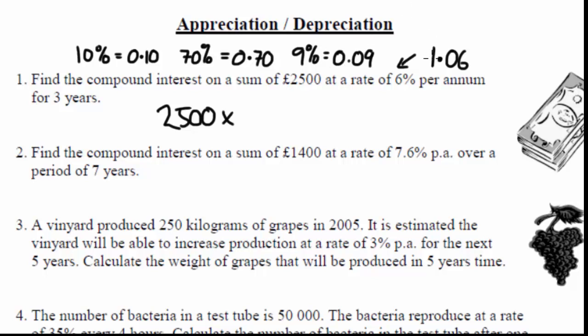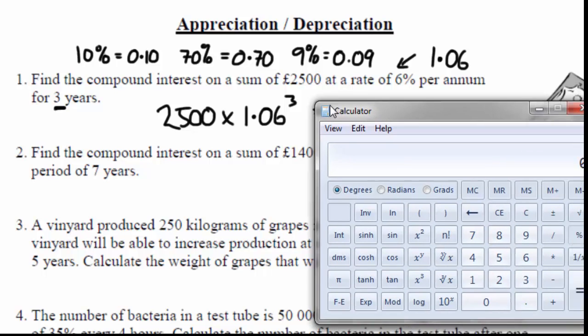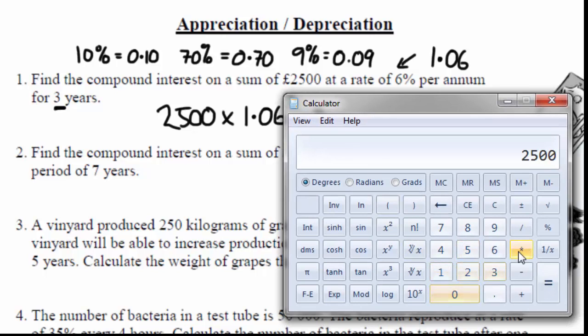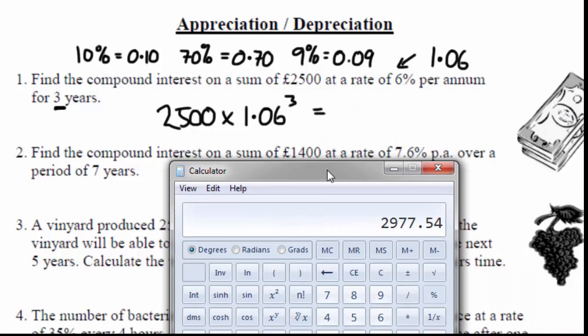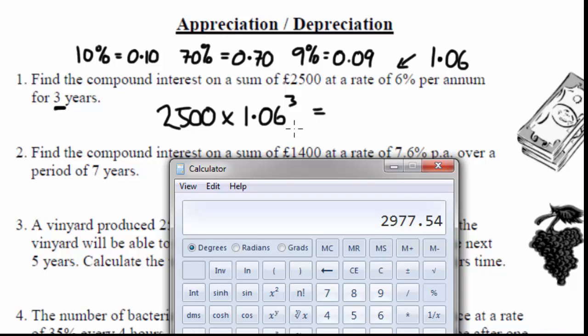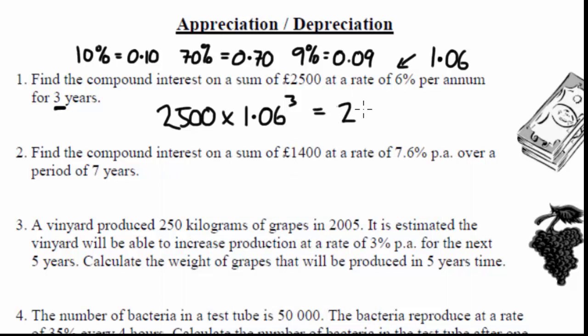So that is essentially 106%. So we're going to say 1.06, and then we just look at the duration. That's to the power of 3. All you do there is put that in your calculator. So it's 2500 times 1.06 cubed, and that gives you the answer. After 3 years with compound interest, you'll get £2977.54.